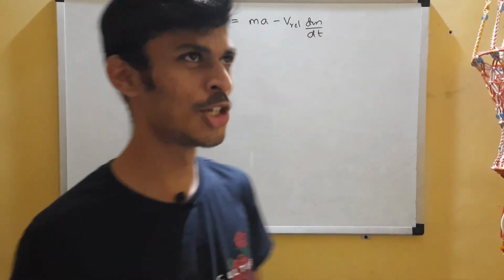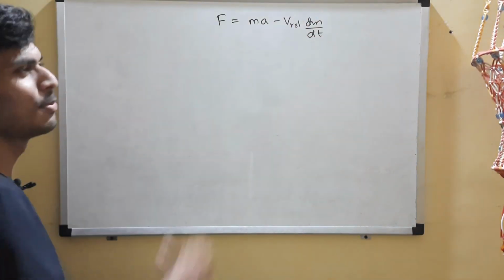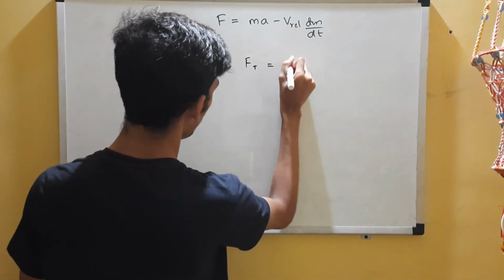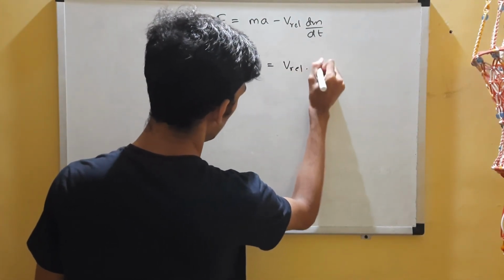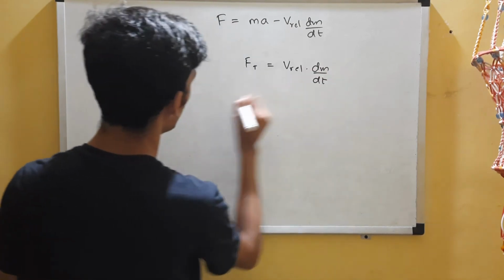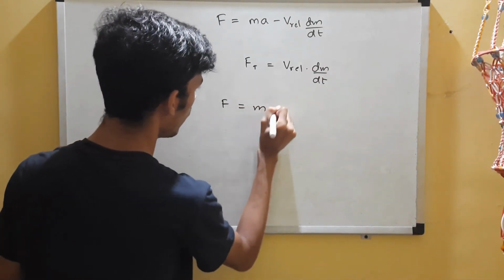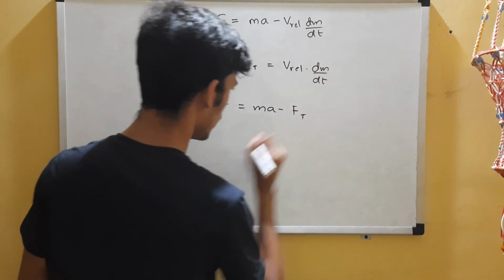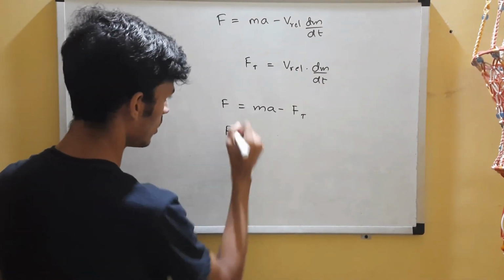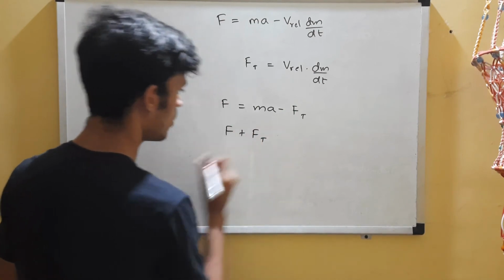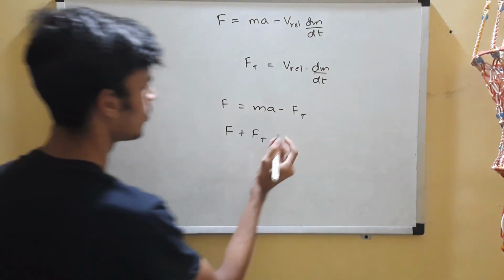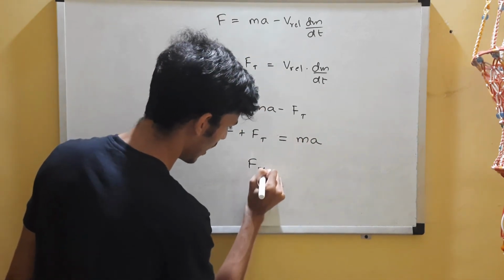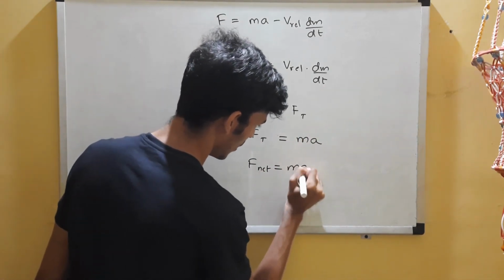Now, some of you will surely point out that this term can be called your thrust force, right? So thrust force can be written as v relative times dm by dt. So you can write F equals ma minus the force of thrust. In place of this, you can write force of thrust, so you can bring this on the left hand side. So you can write force plus this force of thrust equals ma. So again, you can write F net equals ma.